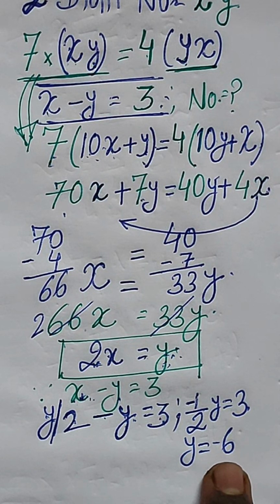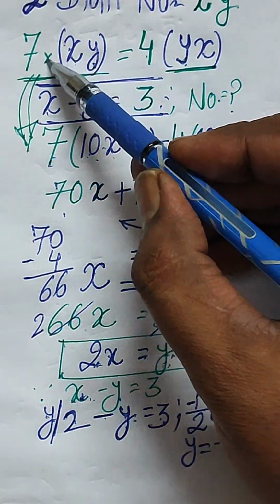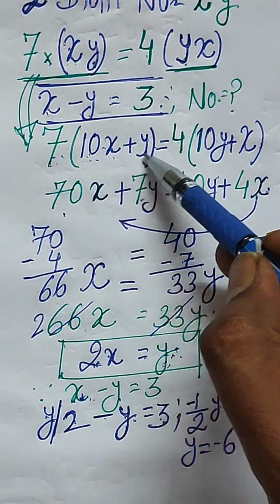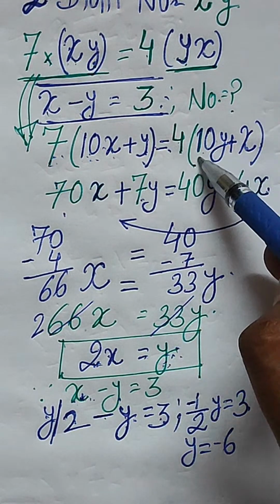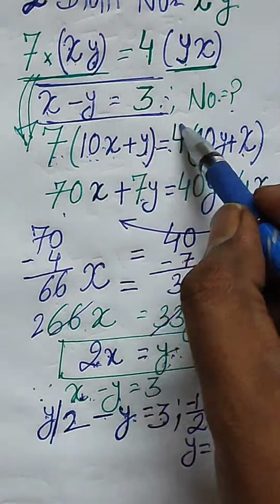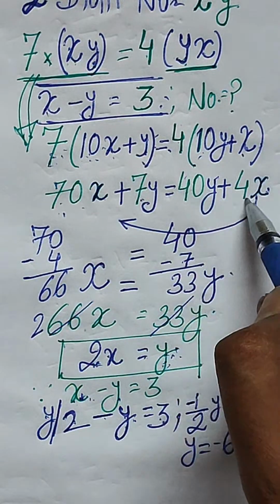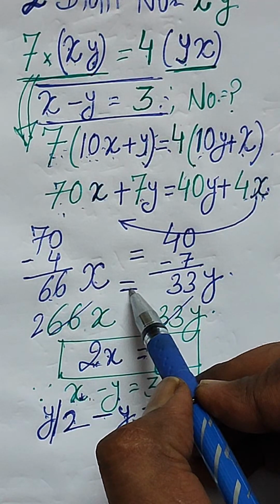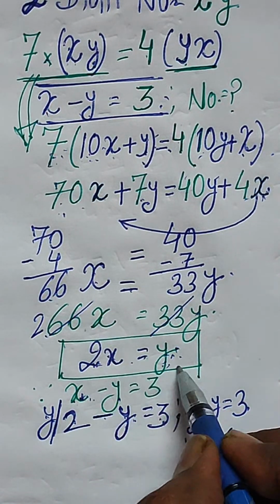Right? Why? See here. It's given that 7 times a 2-digit number. So 7 times the 2-digit number was 7 times 10x plus y is equal to 4 times the number obtained by reversing the digits. So this was 10y plus x. Now here you can see 70x plus 7y is equal to 40y plus 4x, right? So this gives you 66x equal to 33y, which gives the relation between x and y as 2x equal to y.